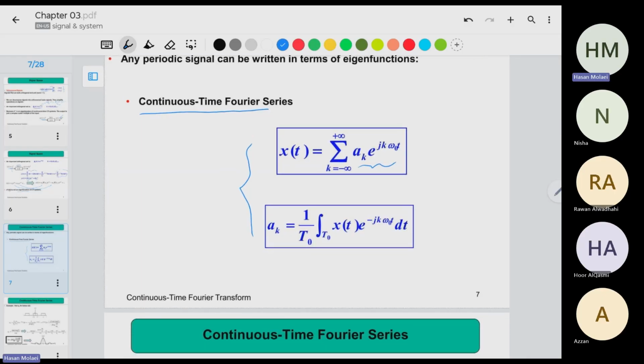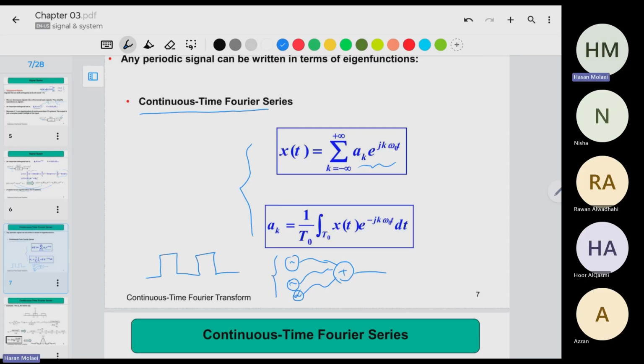Do you remember the first session, I showed you one square wave and I tried to generate it with different sinusoidal signals? Do you remember that? Don't remember. Okay, we will do it again today.